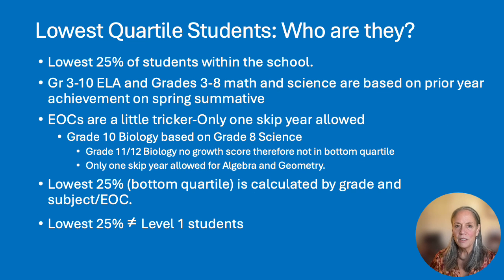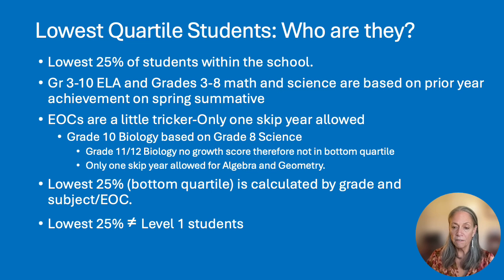The biggest question we've gotten is, who are these lowest quartile students, the lowest 25%? So they're the lowest 25% of students within the school, and they are going to be students in grades 3 through 10 ELA and grades 3 through 8 math and science. And for those students, we're going to base the lowest quartile on their prior year achievement.